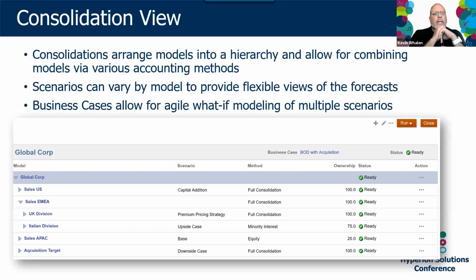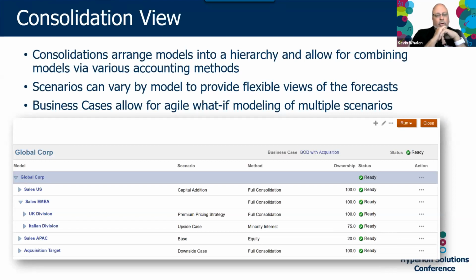So then what I'm going to do is take these models and put them in a consolidation view. And this way I can arrange them in a hierarchy. You can see here, this one I went a little bit geographic. I have the Italian and UK divisions go under EMEA, and then those are going to roll up to the global corp. The nice thing about the way that consolidation views work now is that I can use different scenarios.